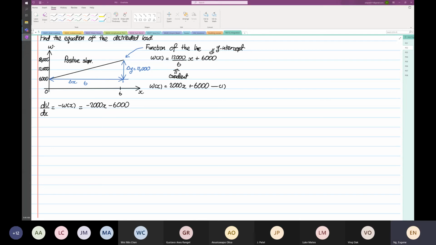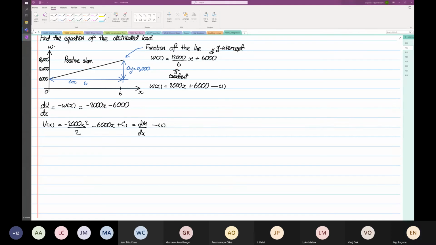6,000. Okay, then we do v as a function of x, so we integrate, right? When we integrate, v is equal to minus 2,000 x squared divided by 2 minus 6,000 x plus c1, right? Plus c1, and this is also equal to dm by dx. Okay, so this is our equation number 2.